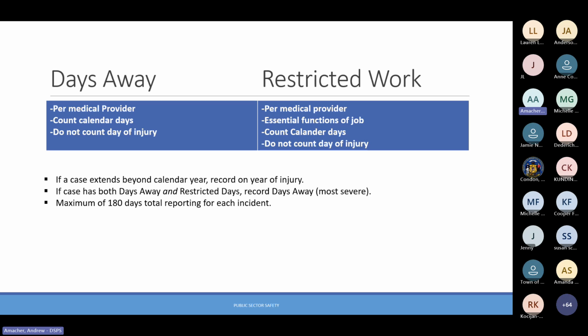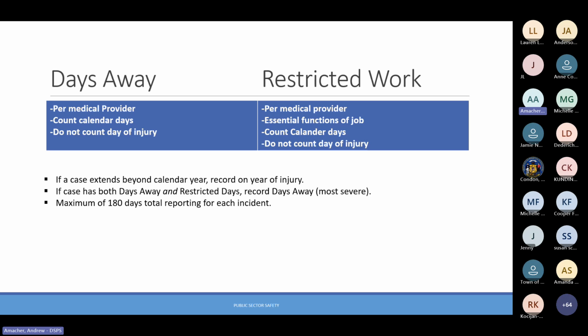If it takes place on a Thursday, you start counting on Friday. If the injury's on Friday and they're off for say a week after that, you do start counting the next day, even though it may not be a scheduled day of work for them. It's based on calendar days. Restricted work is also determined by a medical provider.